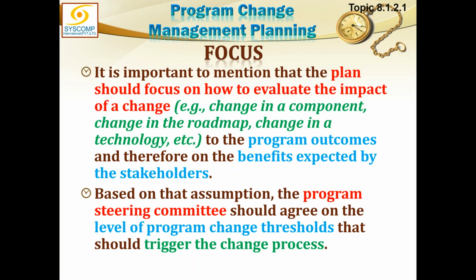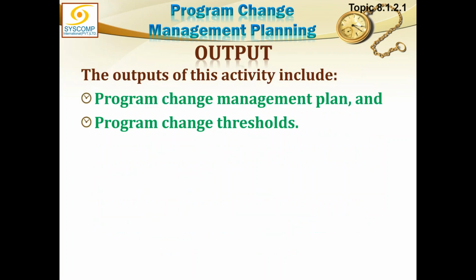Based on that assumption, the program steering committee should agree on the level of program change threshold that should trigger the change process. Therefore, there is the need for steering committee interaction, or their role in change management. The program management plan, though we say it is progressively elaborated and it can change, can only change through the change request, and the control over the change request is with the steering committee. Without the permission of the steering committee, no change request can be approved. The output of this activity is the change management plan, naturally, and the definition of the change threshold.